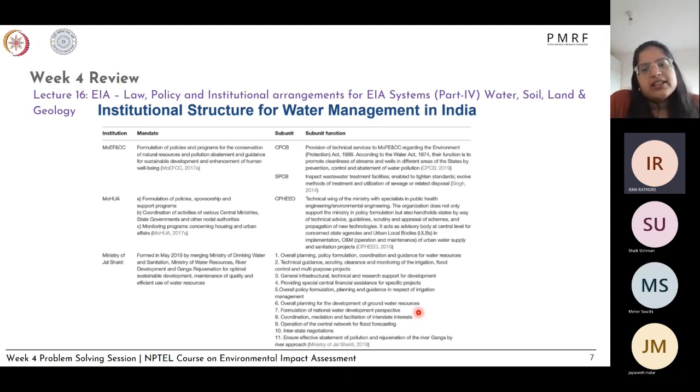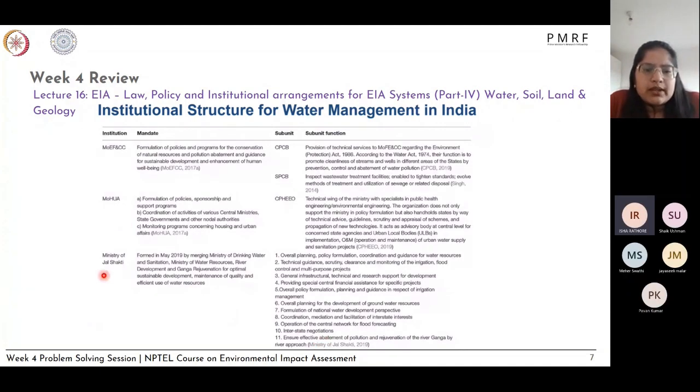It also looks at the national water development perspective and its formulation, and the coordination, mediation, and facilitation relating to water issues arising due to interstate conflicts, and the operation of the central network for flood forecasting, interstate negotiations again, and effective abatement measures for pollution and rejuvenation of the river Ganga. So this is because the Ministry of Jal Shakti was formed by merging all of these other ministries at that point of time. So it has a lot of key roles being driven from all of these ministries.